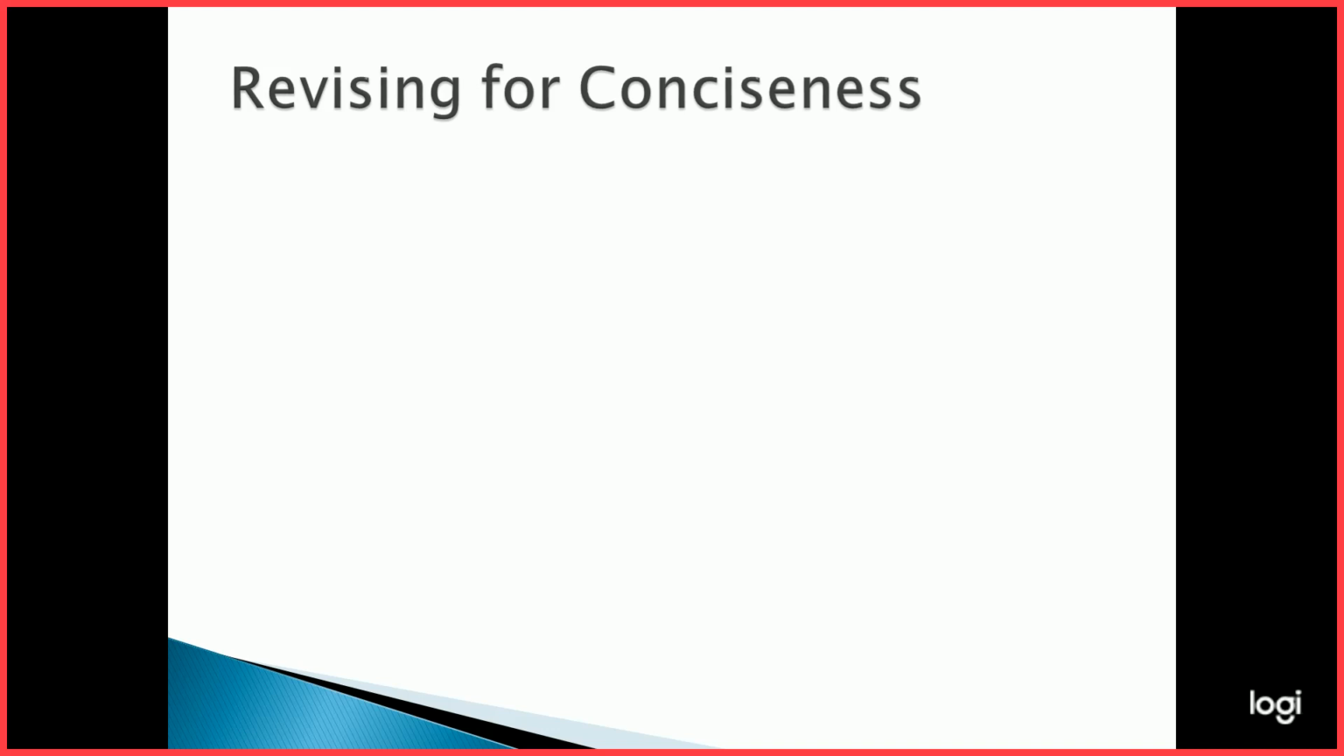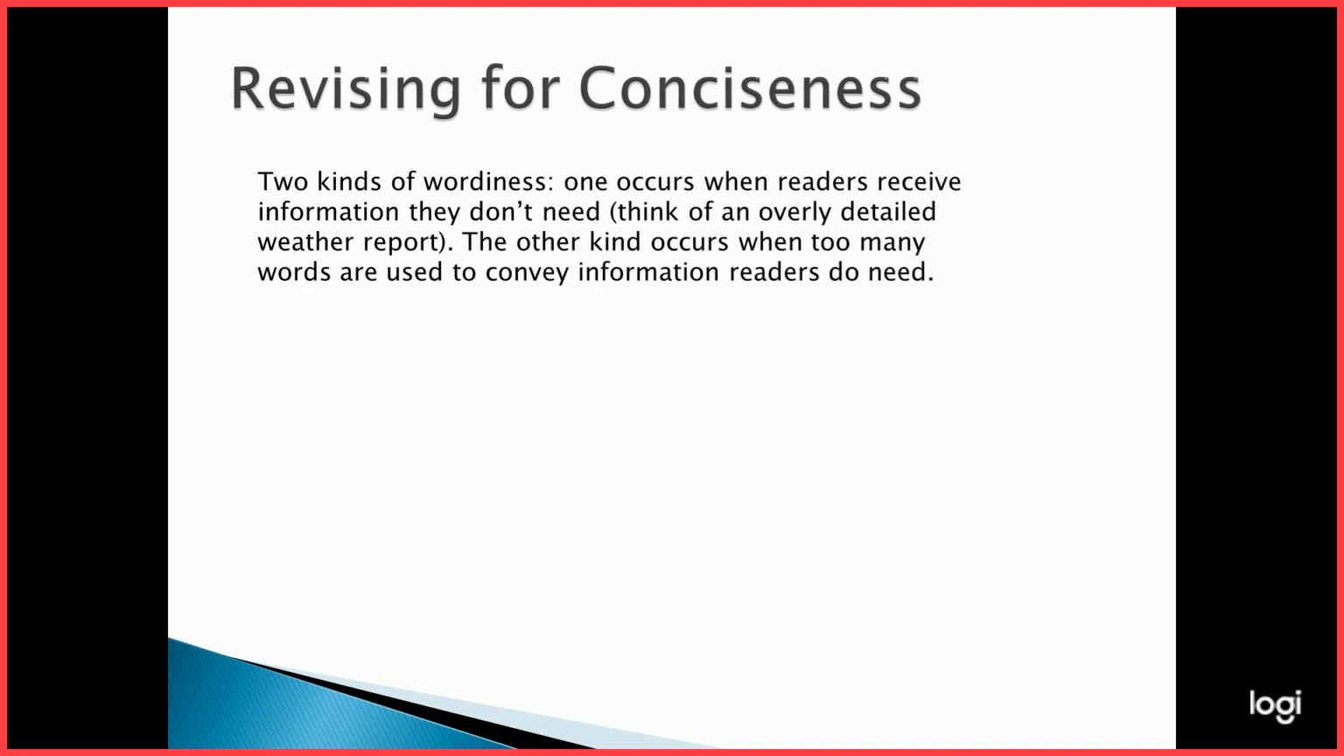But okay, for revising for conciseness, you have two kinds. The opposite of conciseness would be wordiness, right? You have two kinds of wordiness. One occurs when readers receive information they don't need. Think of an overly detailed weather report. The other kind occurs when readers read too many words that are used to convey information readers do need, okay?